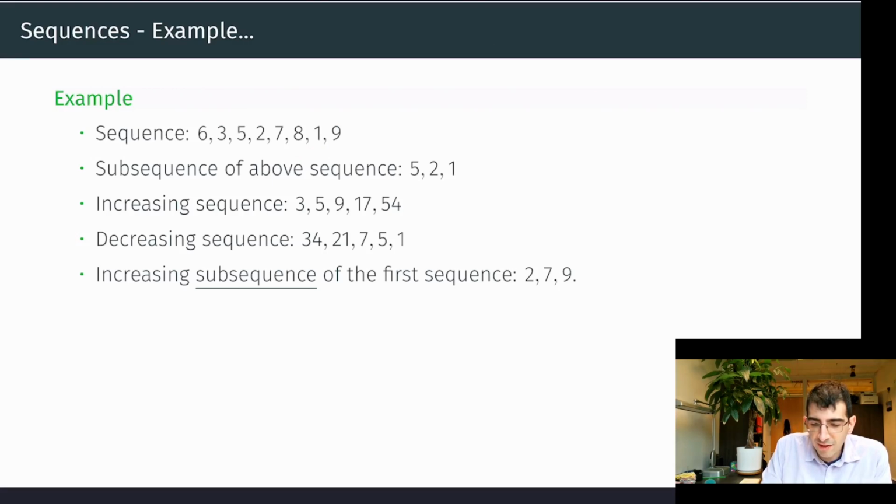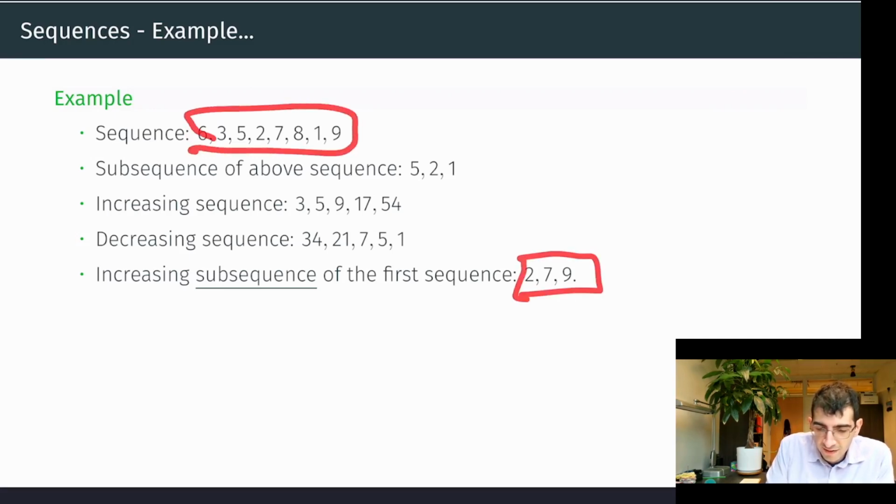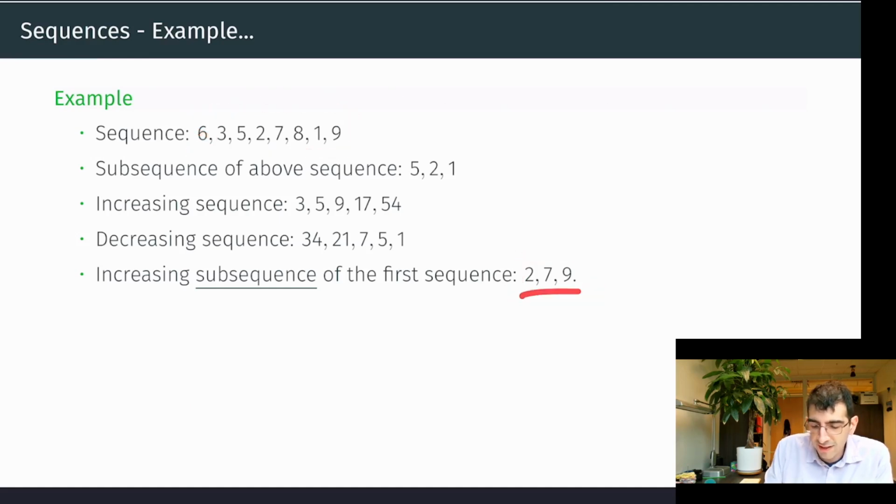As an example, we have a sequence 6, 3, 5, 2, 7, 8, 1, 9. A subsequence of the above is 5, 2, 1. An increasing sequence is 3, 5, 9, 17, 54. A decreasing sequence is 34, 21, 7, 5, 1. And an increasing subsequence of this sequence is 2, 7, 9. It is a subsequence because the order of 2, 7, and 9 is respected, and it is increasing because 2 is less than 7 and 7 is less than 9.